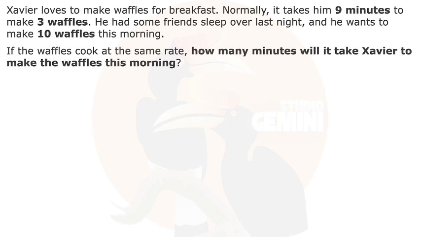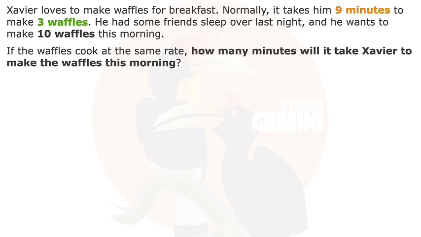Xavier loves to make waffles for breakfast. Normally, it takes him 9 minutes to make 3 waffles. He had some friends sleep over last night, and he wants to make 10 waffles this morning. If the waffles cook at the same rate, how many minutes will it take Xavier to make the waffles this morning? It takes Xavier 9 minutes to make 3 waffles.